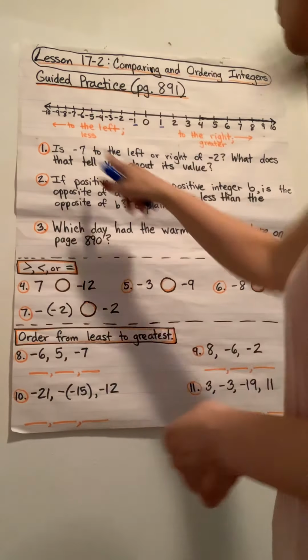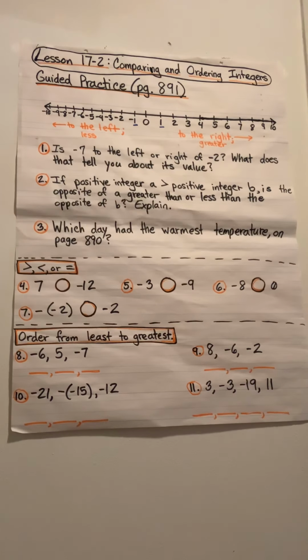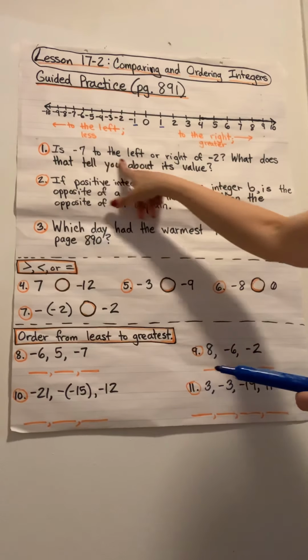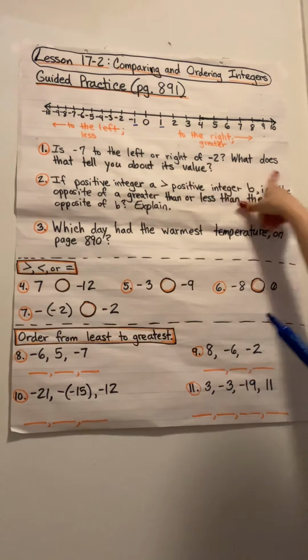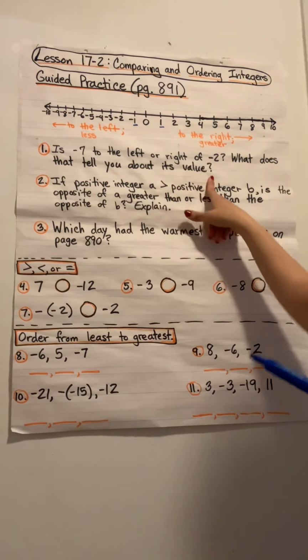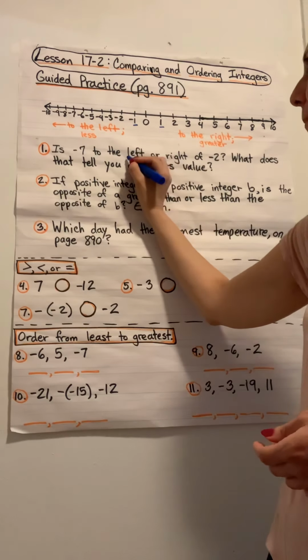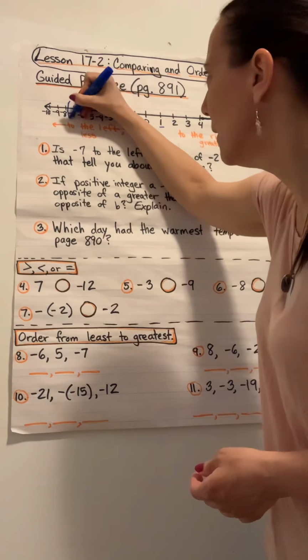Okay. So let's look at how this works. Number 1 in the guided practice asks: Is -7 to the left or right of -2? And what does that tell you about its value? So using what we just said, -7 is right here.